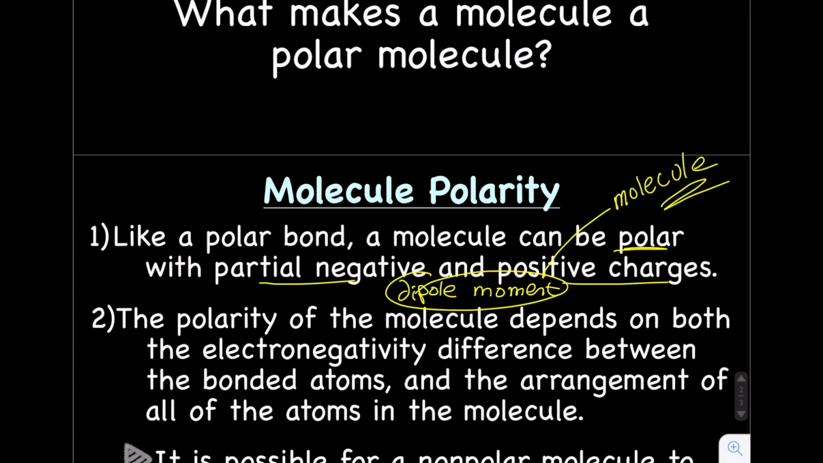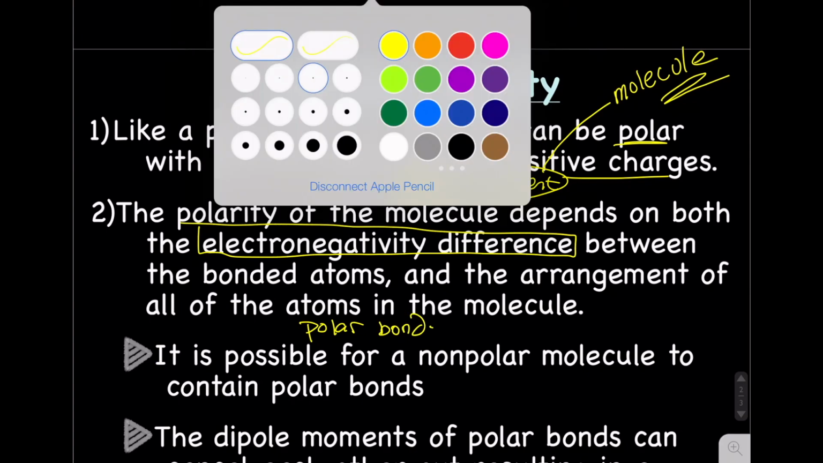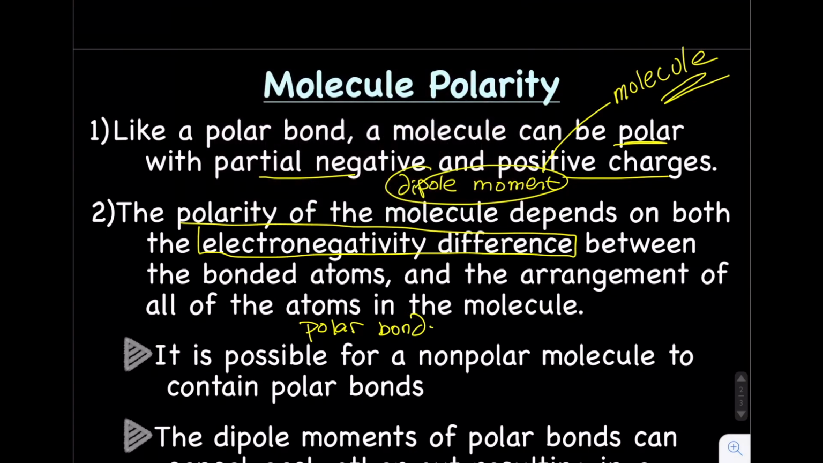Okay? So the polarity of a molecule depends on two things. Important. The electronegativity difference between the two bonded atoms, and this is basically what we're talking about here, is whether or not we have a polar bond, and the arrangement of all the atoms in the molecule. And that's the new part.